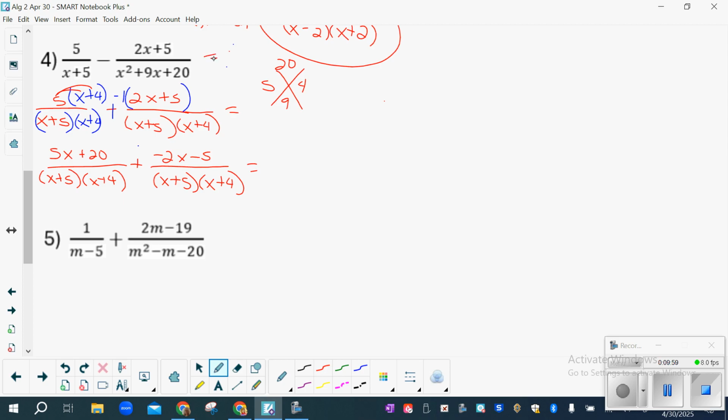So now adding those together, when you add these together, 3x plus 15. Yep. Over. Are we done? We aren't done, unfortunately. So you want to factor the numerator, take out a 3. 3 times x plus 5.